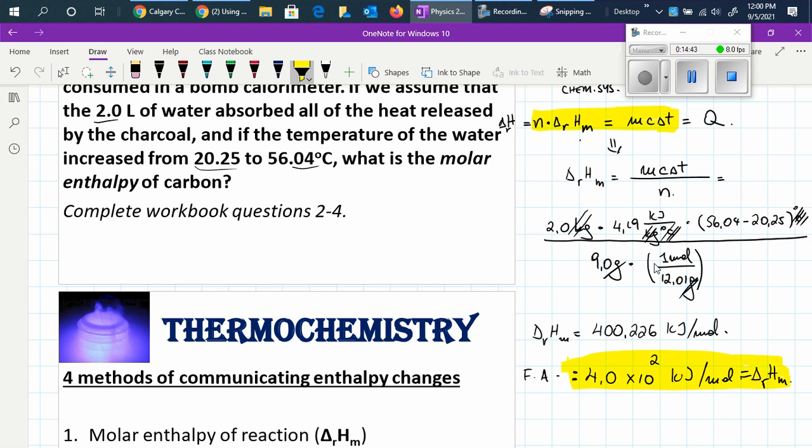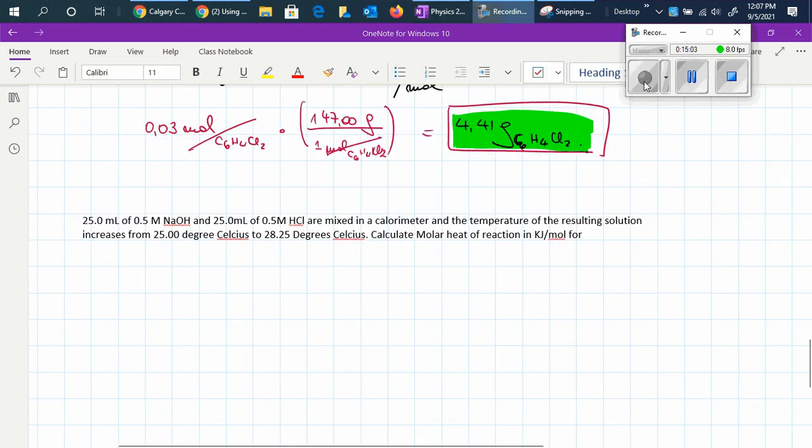Okay. On the slide, we have 4 methods of communicating enthalpy change, but before we go there, I want to complete a question on neutralization as the third part of our lesson today. So this will be an example of a neutralization enthalpy calculation.